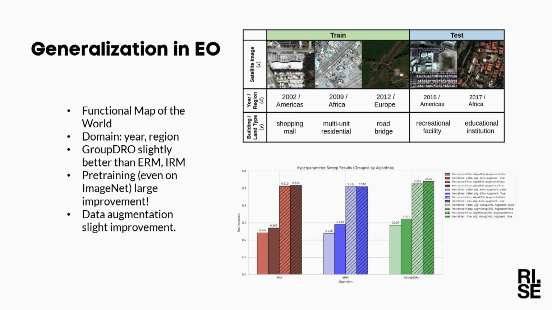Another work on generalization in these kinds of models. If you train the models using group DRO, some of you may know this kind of algorithm, you may get some benefit over standard empirical risk minimization, but invariant risk minimization doesn't really improve much here. Pre-training and data augmentation, that's the key here. That's what you need to do.